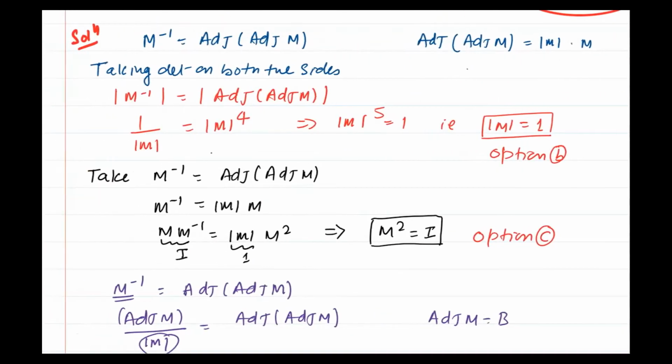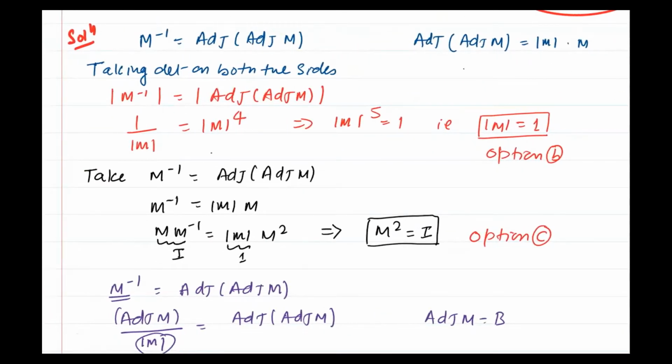Now if we use these formulas, in the first formula we take the determinant. We get determinant of M inverse equal to determinant of adjoint of M, and this is determinant of M whole power 4. Whole power 4 comes because it is (3 minus 1) whole square, correct? So this value will be (3 minus 1) whole square, and that is 4.